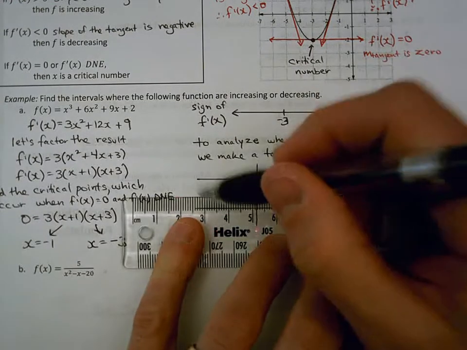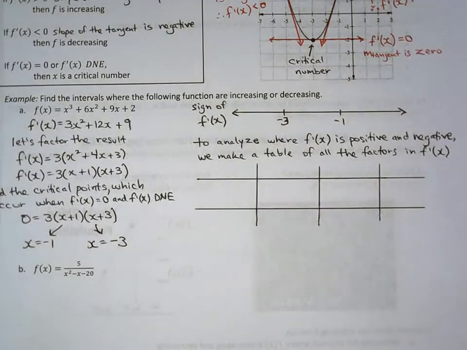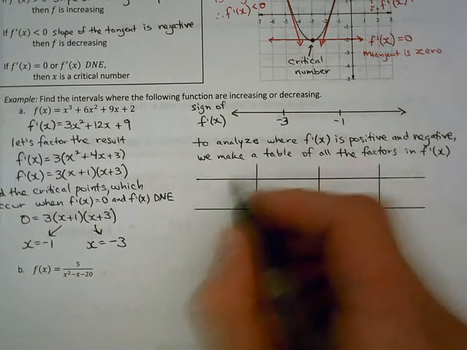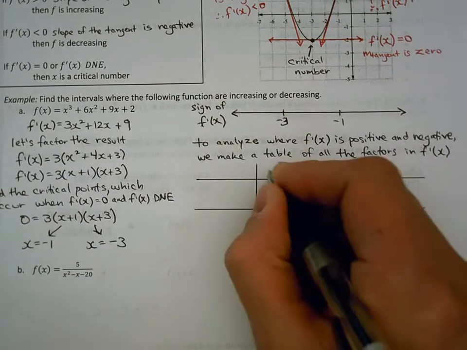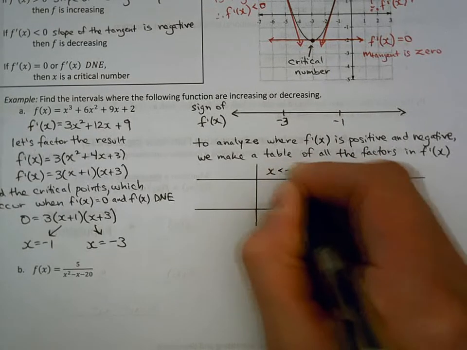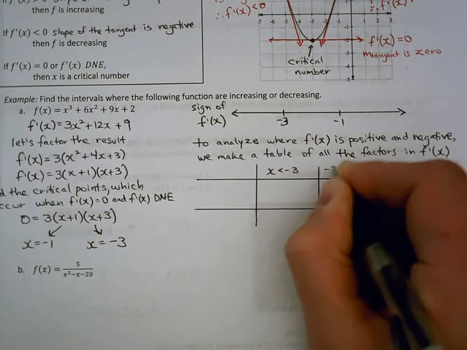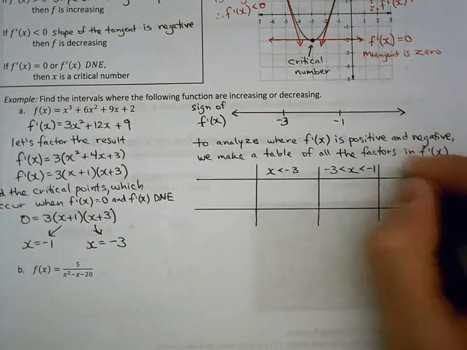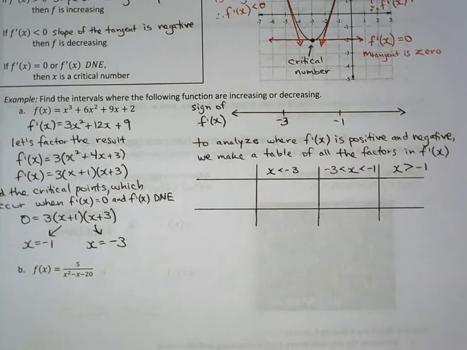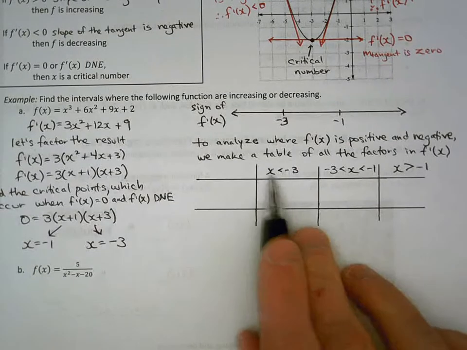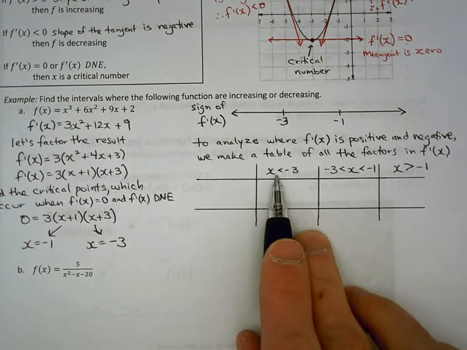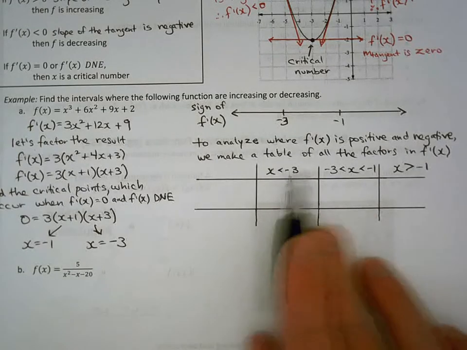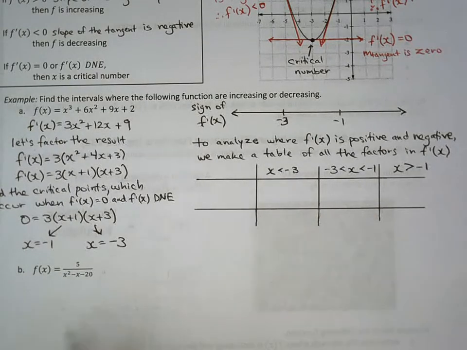All right, so bear with me. You're going to write along the top the different intervals. So I have x is less than -3. I have x is between -3 and -1. And I have x is greater than -1. Again, we're going to get used to this format, but these are the way we write these different ranges. Notice that we're never saying x is equal to -3. We know that that's a critical number, so we're not interested in that right now.